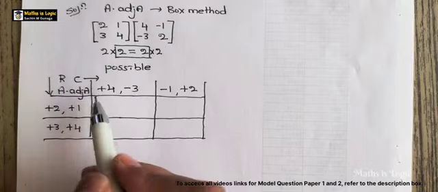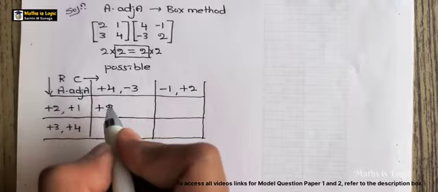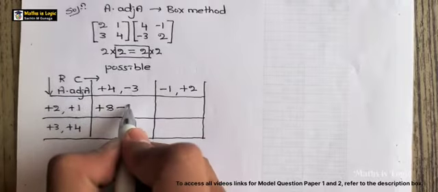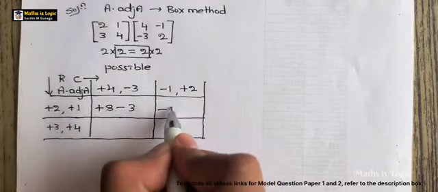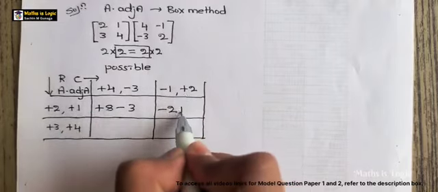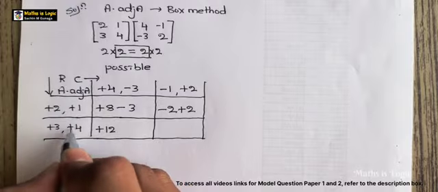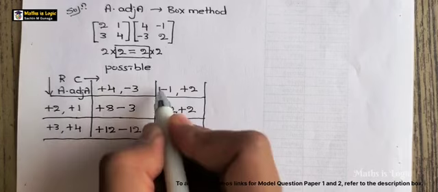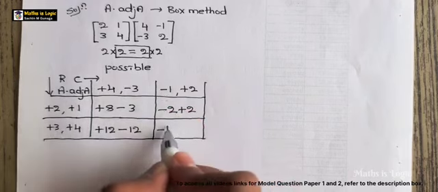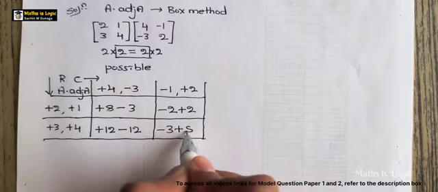Multiply. Plus into plus, plus 2 into 4 is 8. Plus into minus is minus, 1 into 3, 3. Plus into minus, minus 2 into 1, 2. Plus into plus, plus 1 into 2, 2. Plus into plus, plus 3 into 4, 12. Plus into minus is minus, 4 into 3, 12. Plus into minus, minus 3 into 1, 3. Plus into plus, plus 4 into 2 is 8.